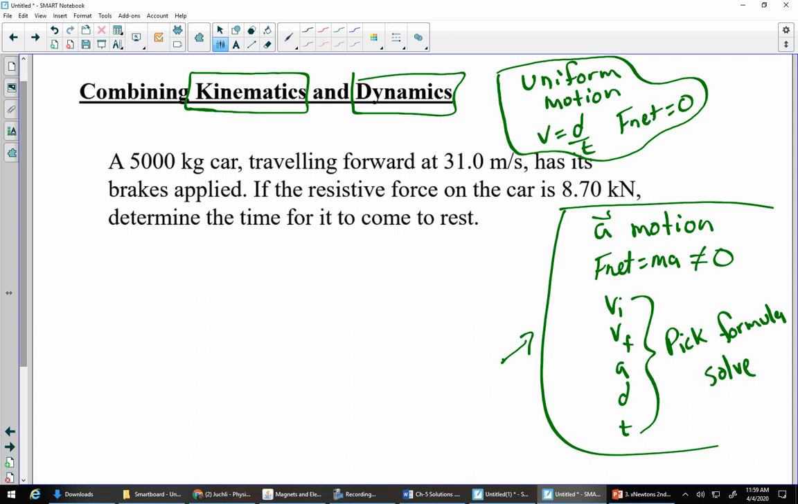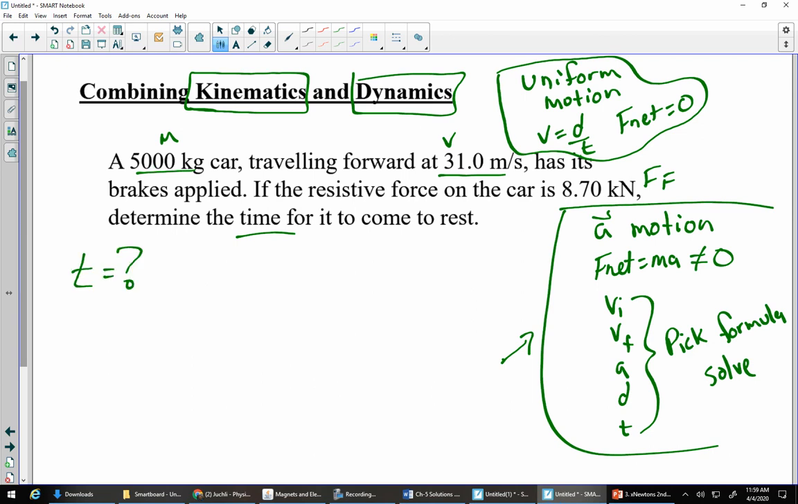So let's check out this first one real quick. A 5,000 kilogram car traveling forward at 31 meters per second. So this is some sort of speed. As its brakes are applied, the resistive force is 8.7 kilonewtons, so I'm going to call that a force of friction. Determine the time it takes for us to come to rest. We're not even going to solve this one. We're just going to come up with a plan. So our overall goal is time.